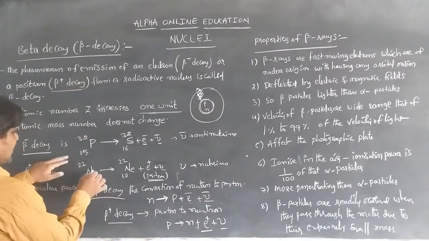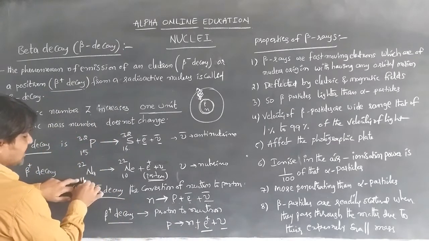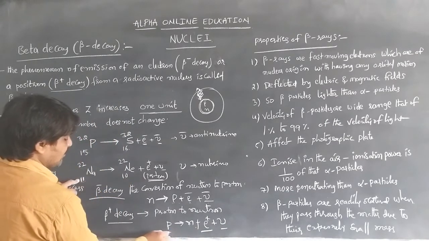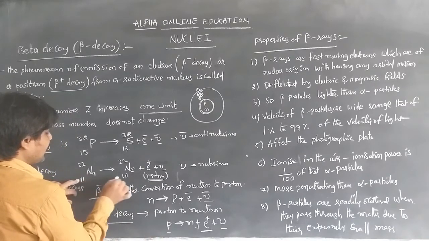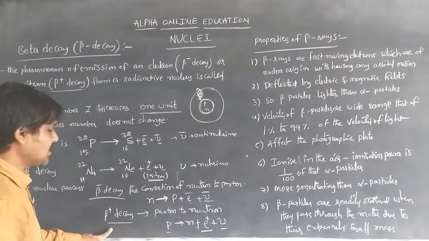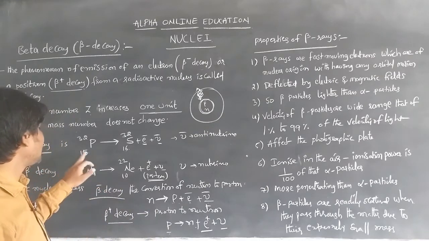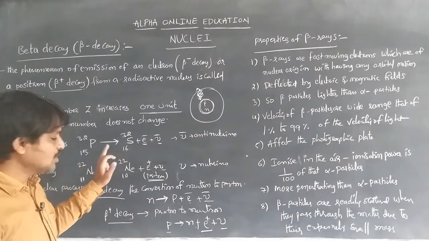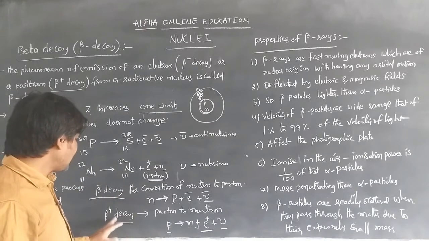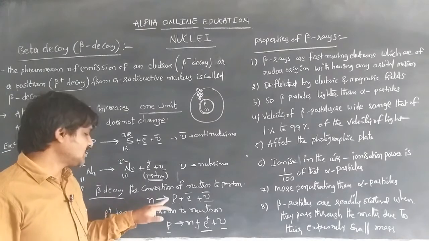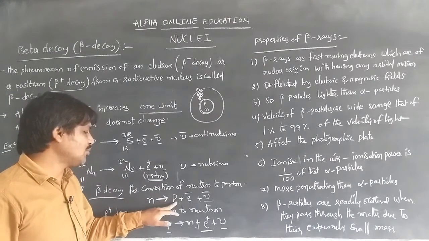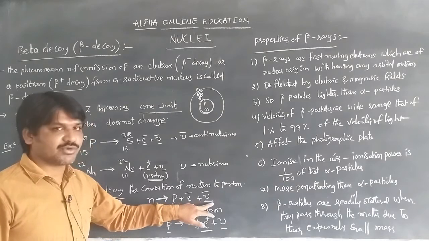So here the atomic number is decreased by 1, which means the proton number is decreased. That's why 11 to 10: in the beta decay process the proton number is decreased by 1, so the atomic number is decreased by 1. In beta plus decay the atomic number increases by 1. In beta negative decay the neutron is converted into a proton, an electron and an antineutrino.